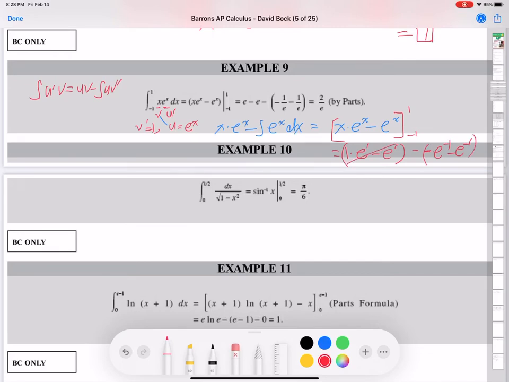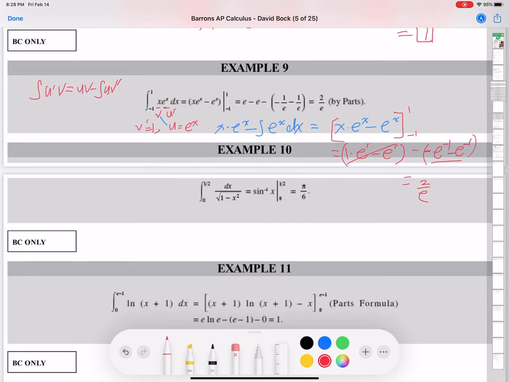The first part will be 0. And then negative is positive, right? So positive 2 times e to the negative first power. So 2 over e. 2 over e is the final answer. Let's go to number 10.